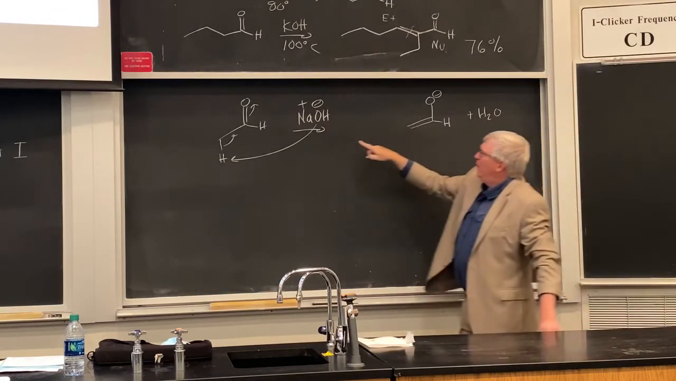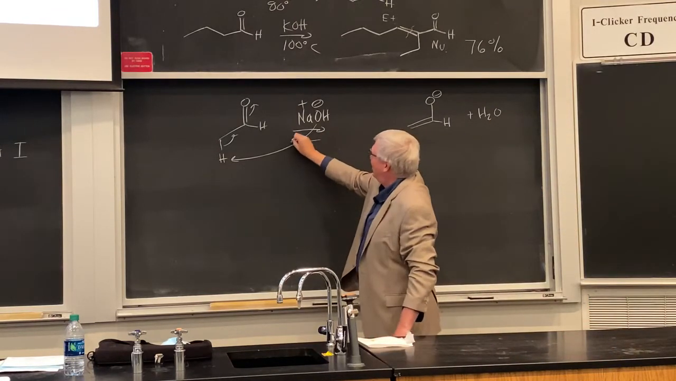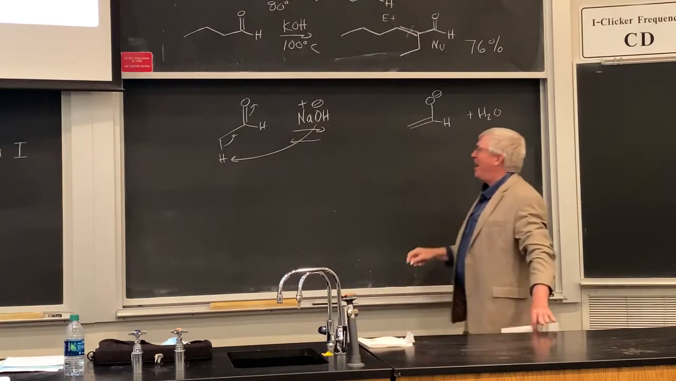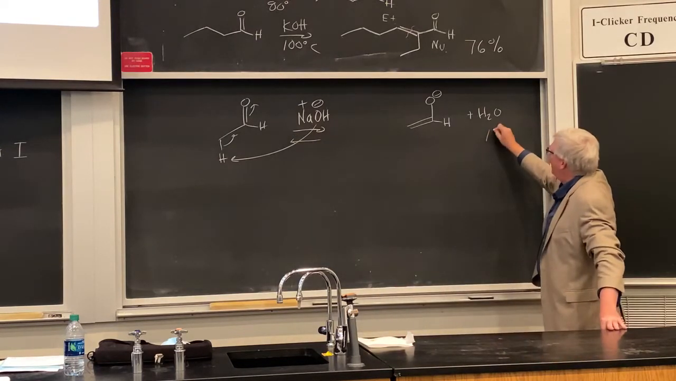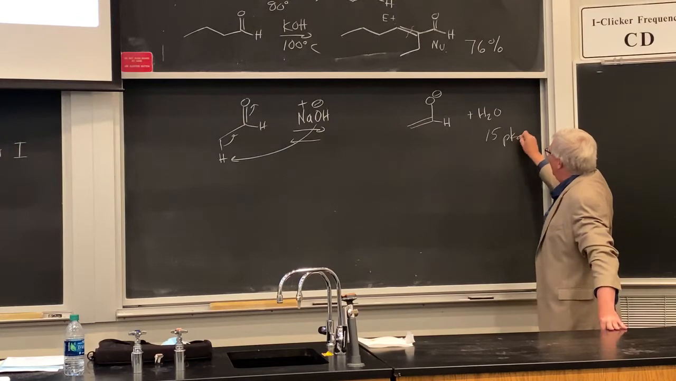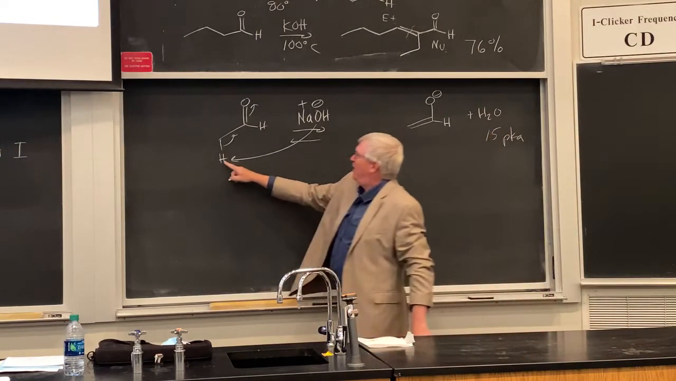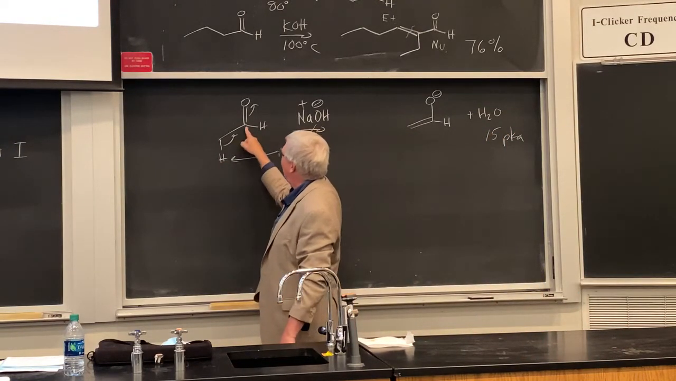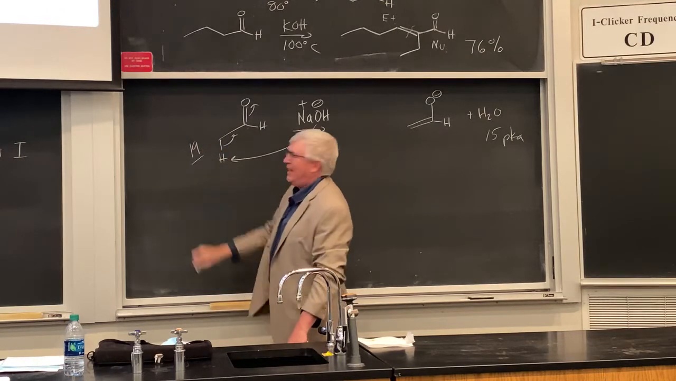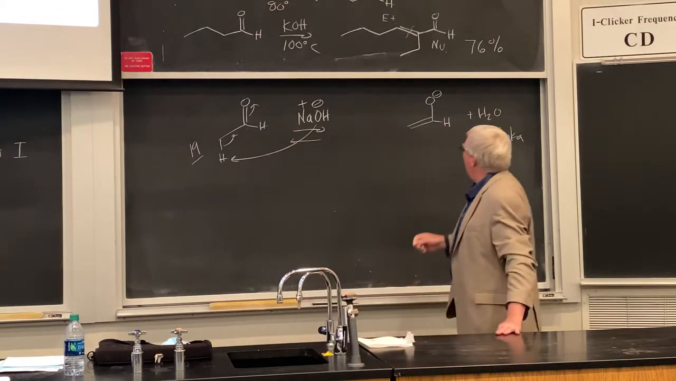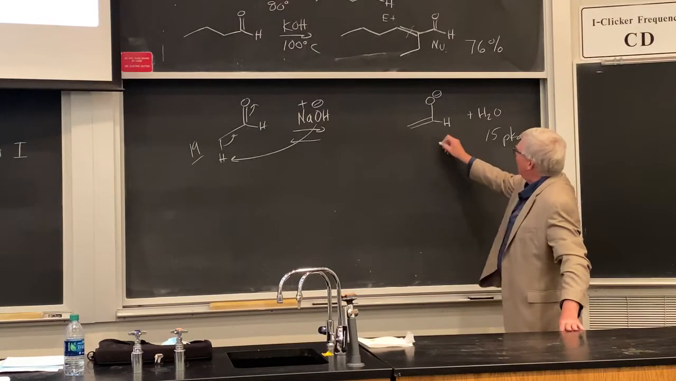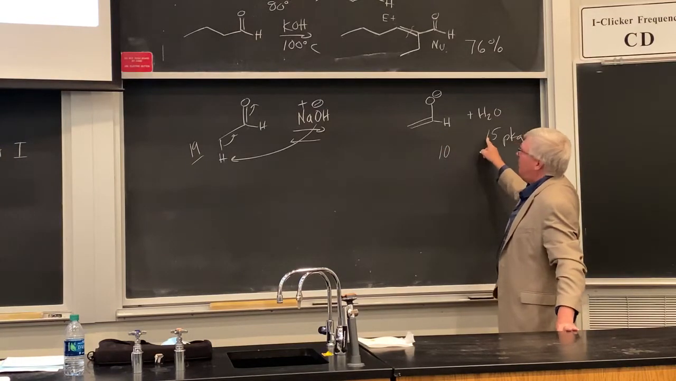But what about the equilibrium here? This is highly reversible. Why? pKa of water is 15, right? What's the pKa of this hydrogen alpha to an aldehyde? Well, it's about 19. It's around 20, whatever. So the K for this reaction, this step here, is 10 to the what?